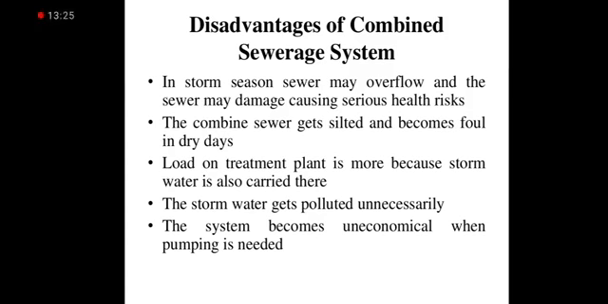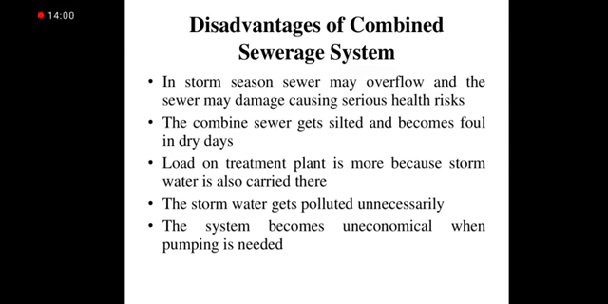A few disadvantages: in storm season, the sewer may overflow because the storm pipe is also connected in that. When it becomes heavy rain, the main amount of storm water will run through the pipeline, so it may start overflowing, and the sewer may be damaged, causing serious health risk. Because of overflowing, some leakage may be there, and the whole water will go through the leakage. It will be dirty water. The combined sewer gets silted and becomes foul in dry days.